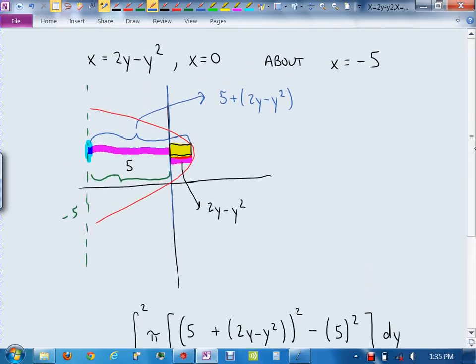Let me see. Watch, what about this one? x equals y squared minus 2y, x equals 0, rotating it about x equals negative 5 again. So I changed this function a little bit, all right? You'll see that I changed that one to be a y squared minus 2y instead.